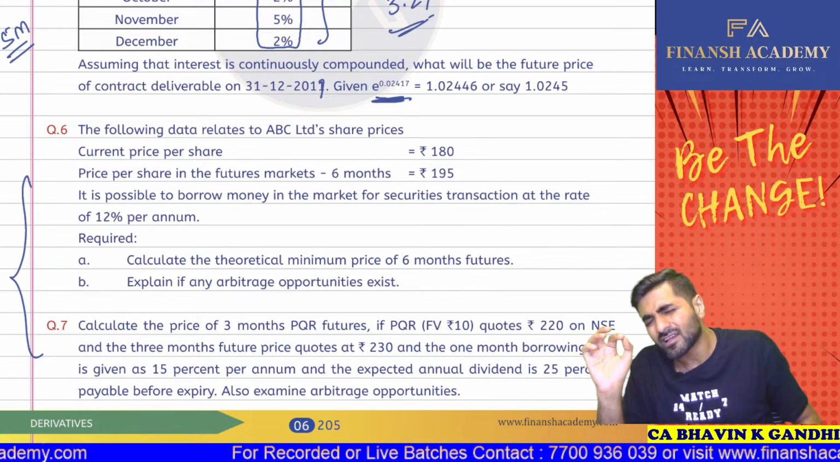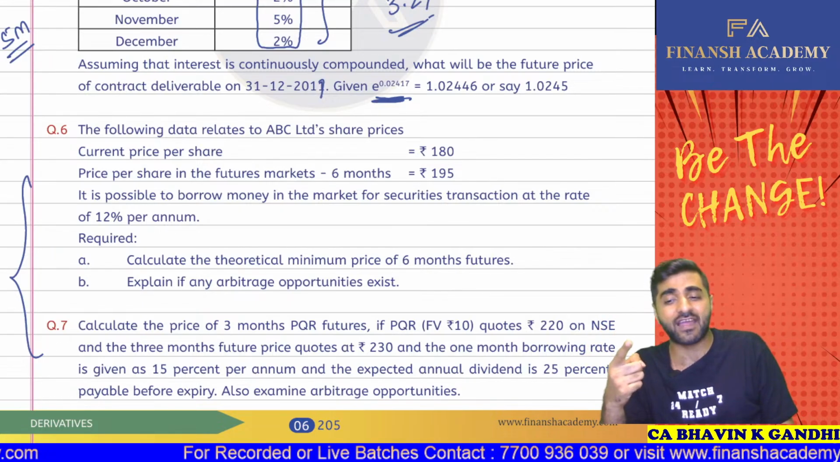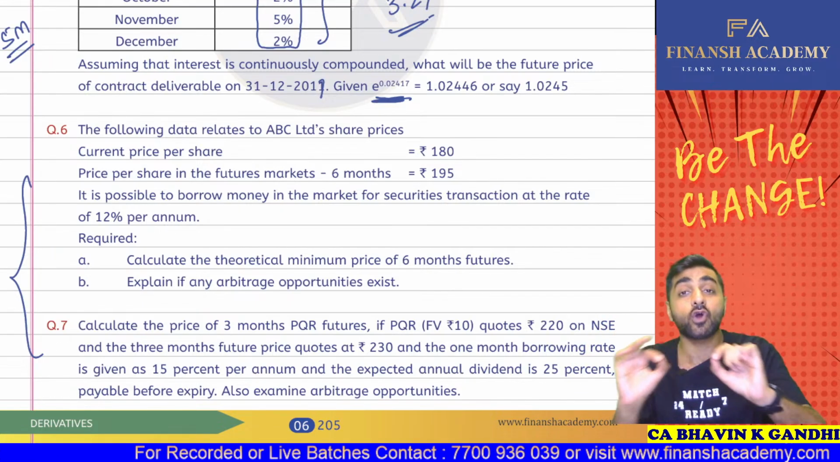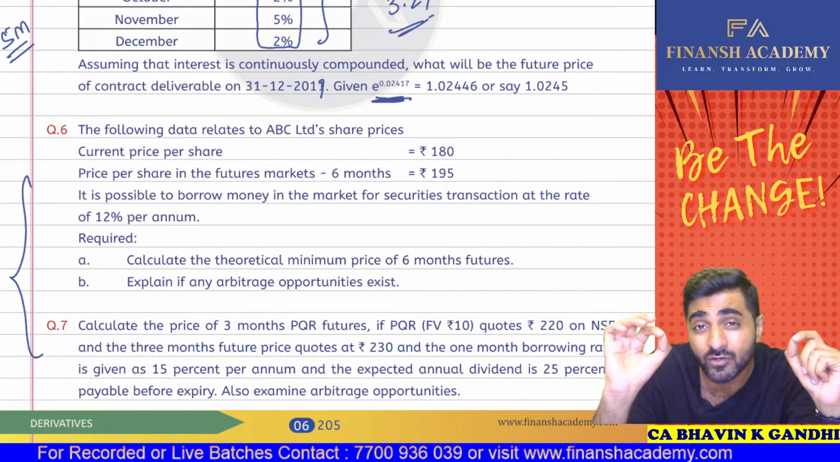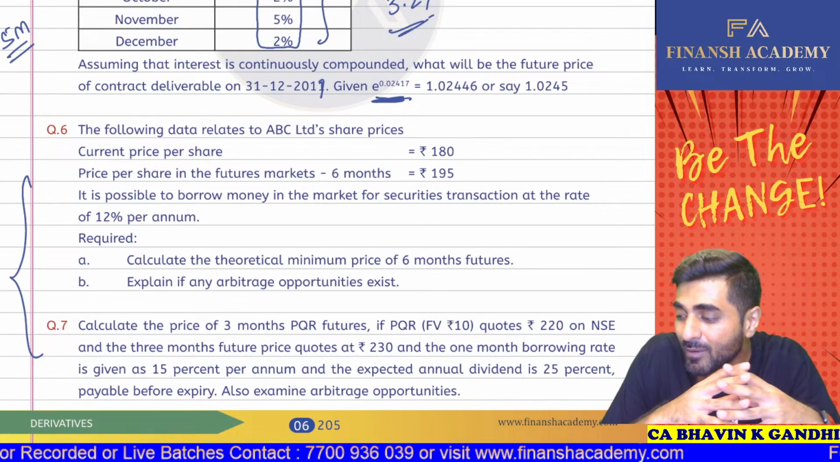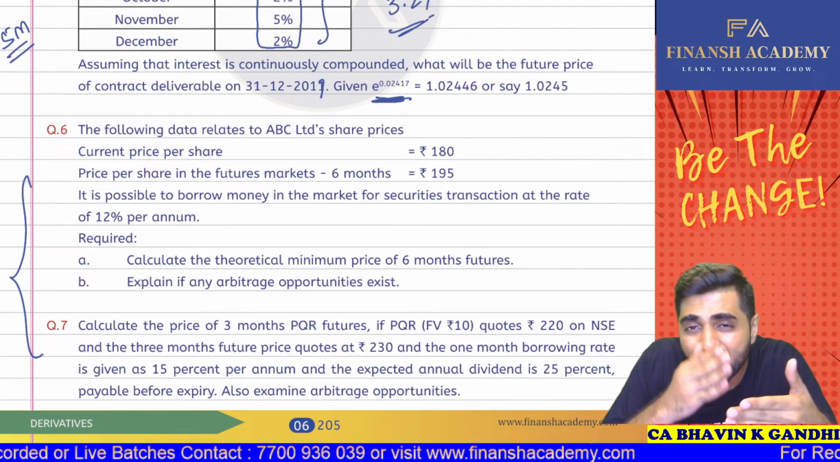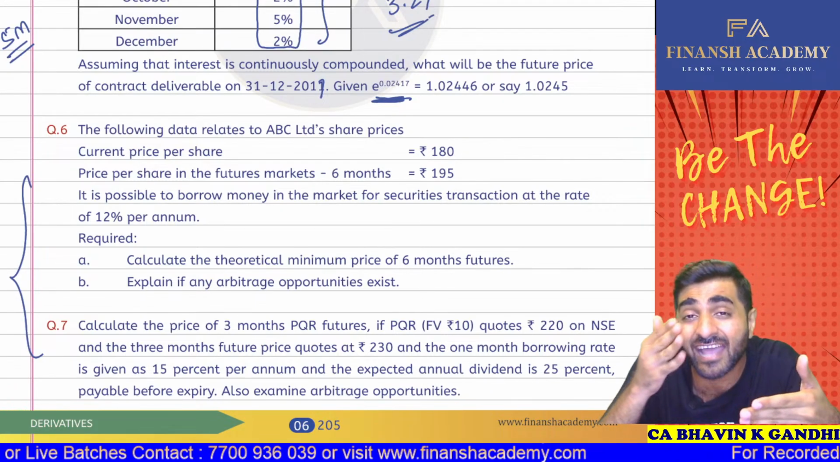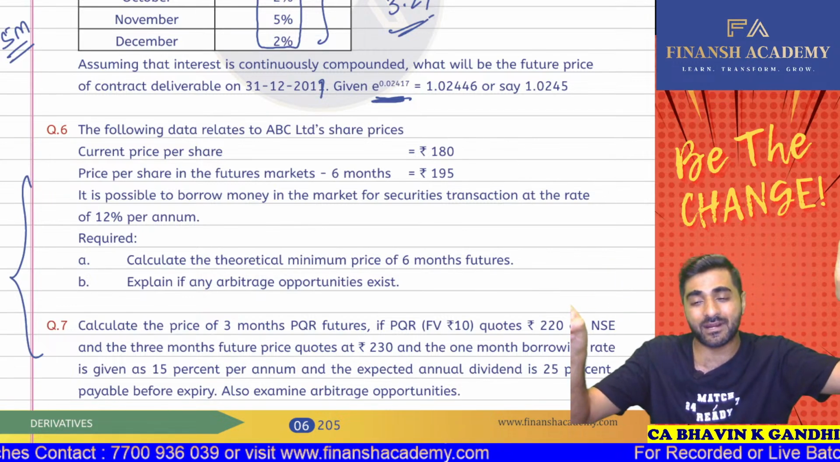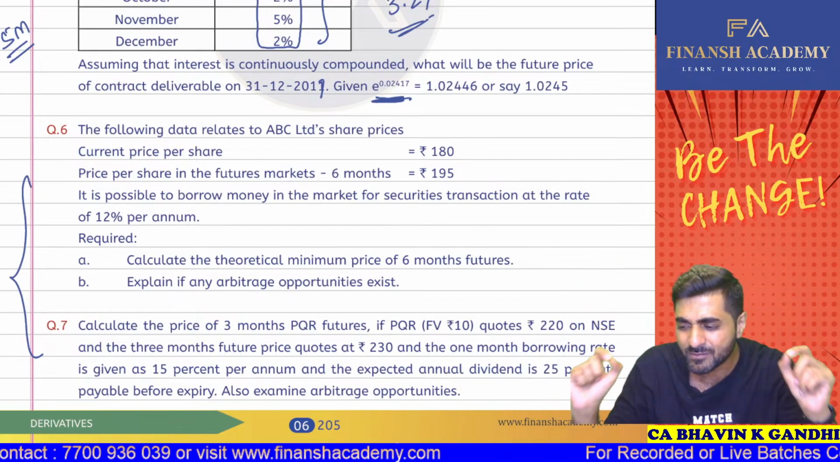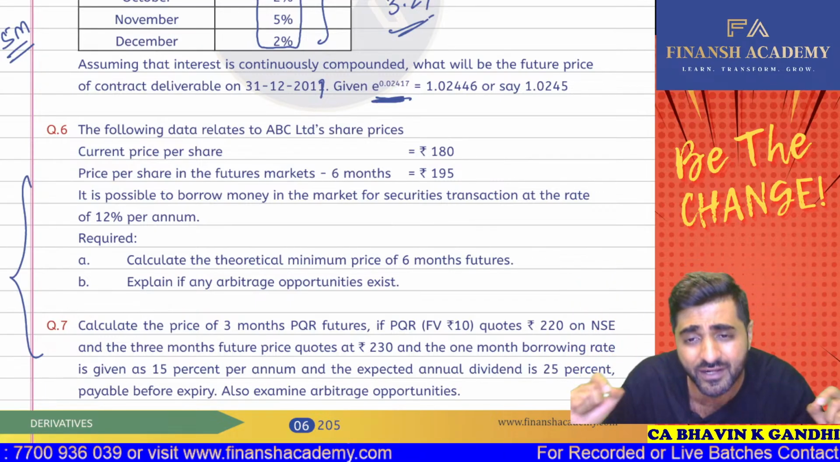Now, my dear students, that value which you have calculated is nothing but the theoretical value. What type of value is it, beta? It is nothing but a theoretical value. Now, this theoretical value we need to compare with the actual market price to check whether it is underpriced or overpriced. Okay, so this is something which is extremely important for you to understand.